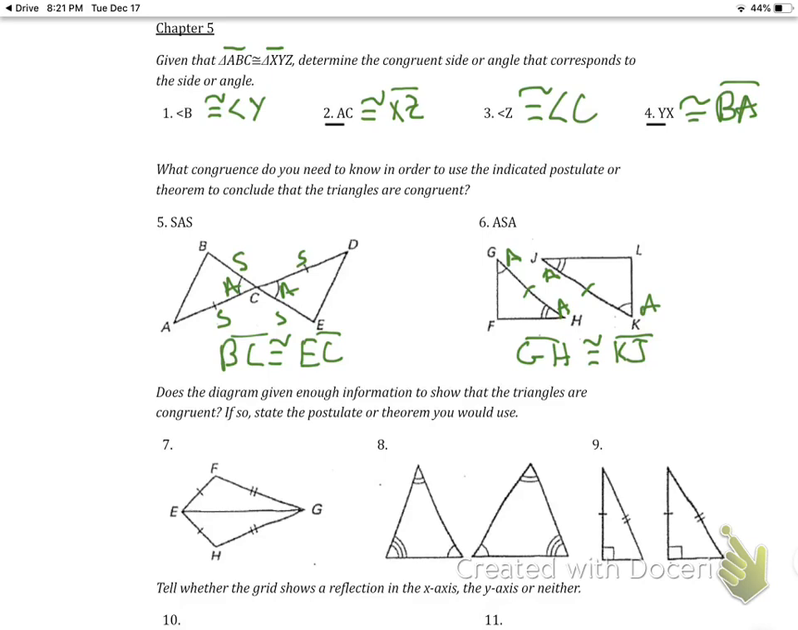And then the last part of this page says, does the diagram give enough information to show that the triangles are congruent? If so, state the postulate. You see you have side, side, and by the reflexive property, we have another side congruent to itself. So yes, side, side, side. Here you have angle, angle, angle. That's not what I taught you, so no, not enough info.